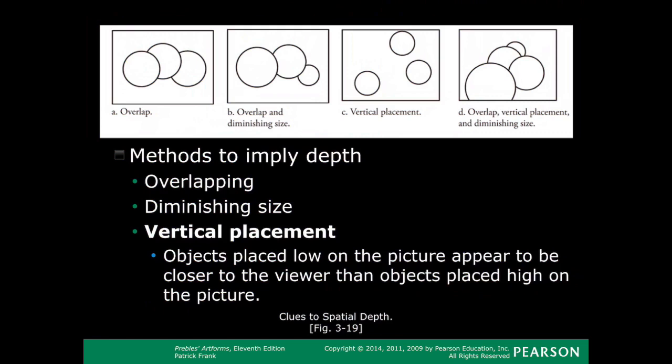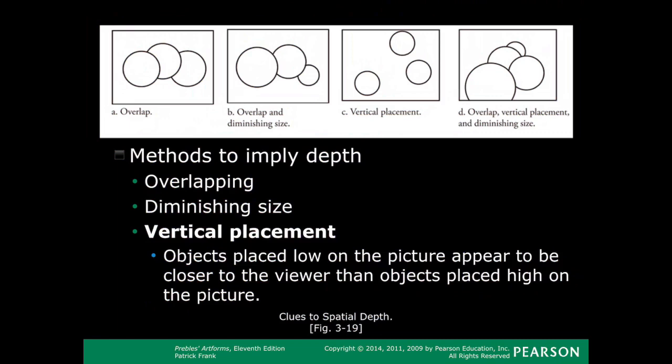And here are different methods that artists use to imply depth in their works. They do overlapping of the objects. They also draw objects and paint them using diminishing sizes. So if you are drawing an apple, if you draw an apple that's in the center of your paper, that's somewhere in the middle, but if you draw the same apple and make it a little bit smaller, then it feels like it's further away, assuming that the apple is the same size.